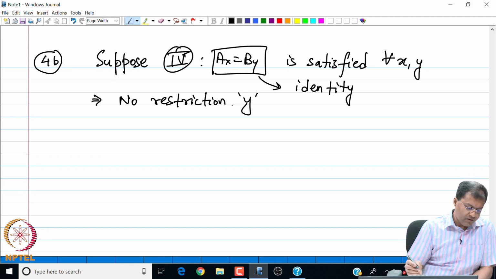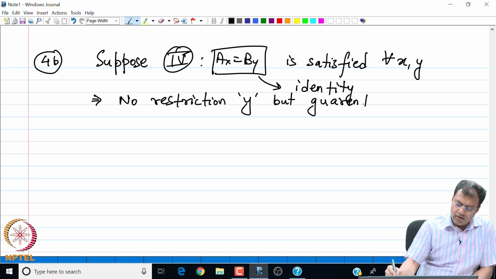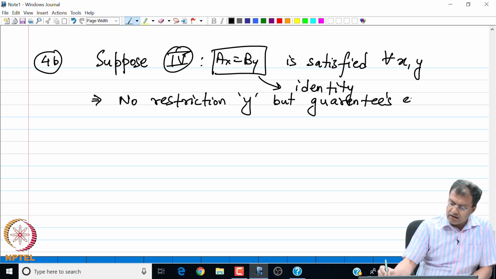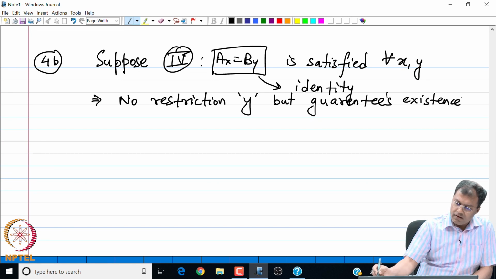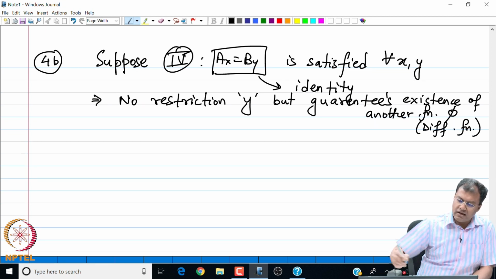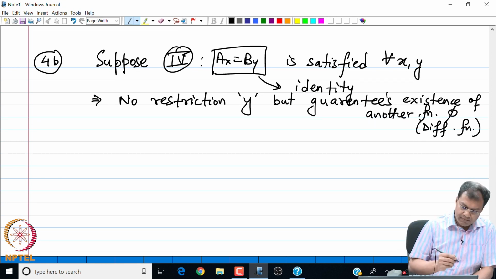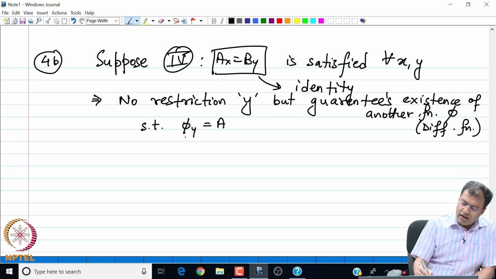We just cannot find the extremal. However, this particular setup guarantees the existence of another function phi, which is a differentiable function, such that phi of y is a and phi of x is b.